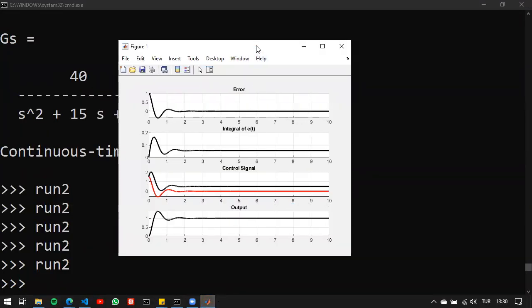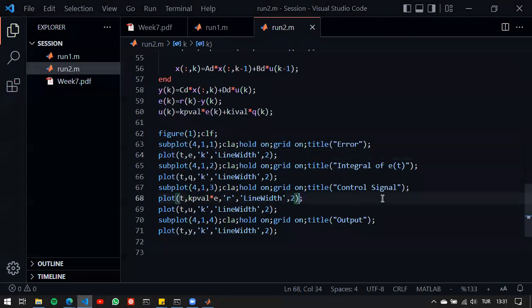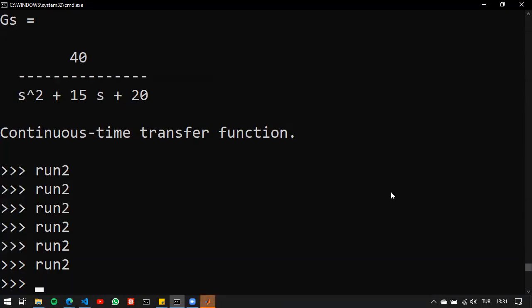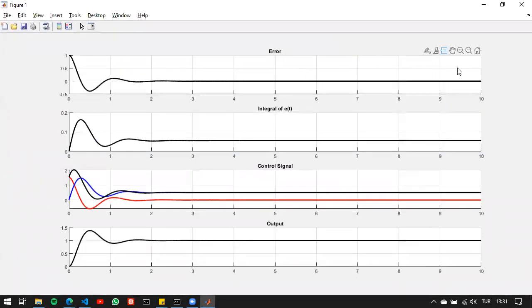There we go. Now we have the proportional effect, and we know also what the integral part is, so we might also look for the integral effect. So let's do that too. Let's have ki val times q, let's say blue. And there we go. Now we can examine the control signal a bit more in detail.